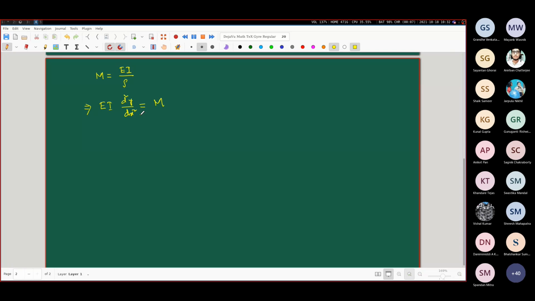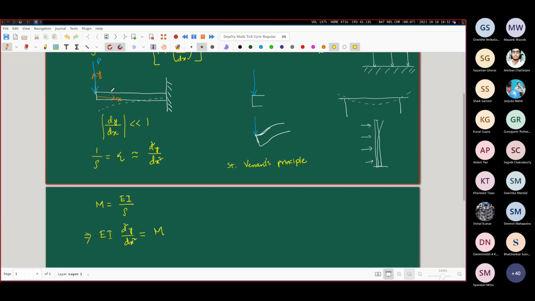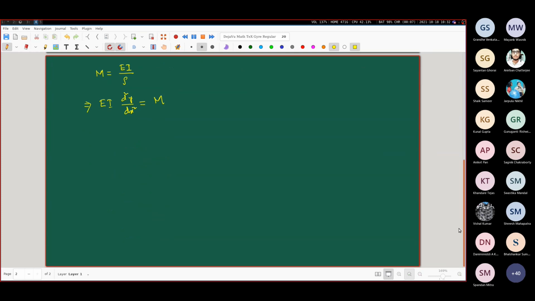So the rest of the discussion starting from this point will be concentrated on considering very special cases associated with different kinds of loadings and different kinds of beam supports. Okay, so the first example that we're going to take up is exactly this example itself. Okay, this one only. So we have this cantilever beam. This is X, this is Y, and this is our load.